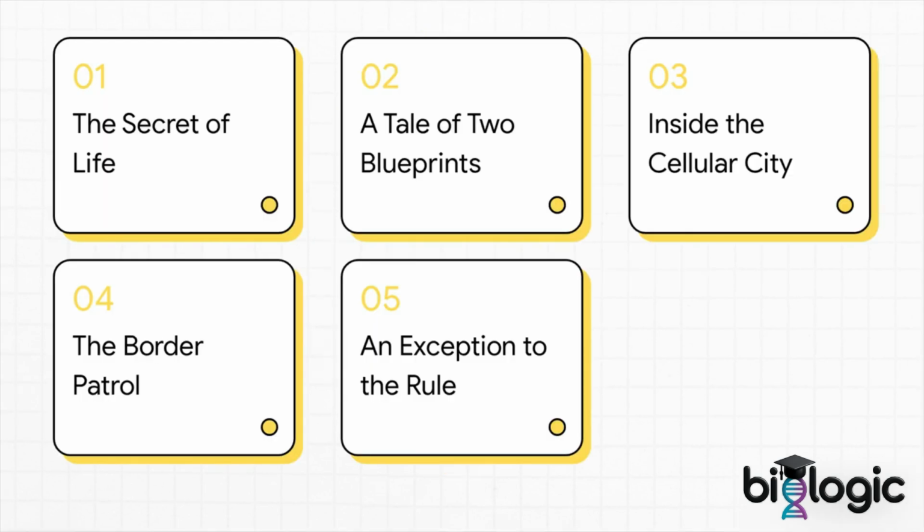So to get our heads around this world within us, here's the plan for our explainer. First, we'll uncover how this secret of life was discovered in the first place. Then, we'll explore the two major designs that cells follow. After that, we're going to take a tour inside a bustling cellular city. We'll also meet the critical border patrol that keeps it all safe. And to finish, we'll look at a really curious exception that kind of breaks all the rules. So, ready? Let's jump in.